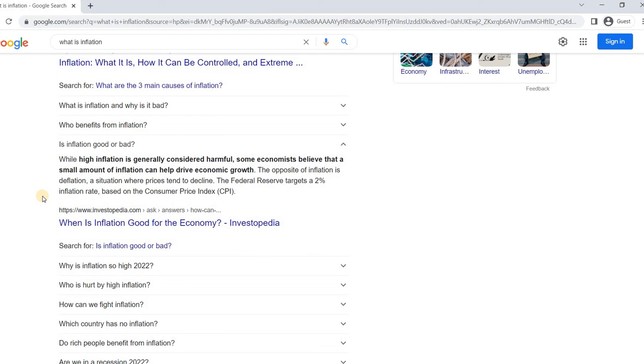Okay, so is inflation good or bad? Well, high inflation is generally considered harmful. But economists believe that a small amount of inflation is okay, it can help drive economic growth. On the other hand, if the inflation gets too high, then obviously we will not be able to buy whatever we need with the amount of money we have. There have been cases where people walk around with lots of money in their hands just to buy basic amenities. So that's the kind of thing that can happen. It's bad when the inflation is too high. At meager levels, it's okay. It can actually help improve our country. So that's the basics of what inflation is.